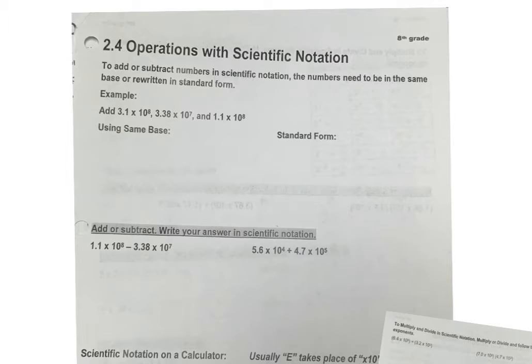2.4, we're going to be working with operations in scientific notation. You know how to convert between the two, standard form and scientific. Now you have to be able to do the operations. To add or subtract numbers in scientific notation, the numbers need to be in the same base or written in standard form. You cannot add or subtract them if they have a different base.